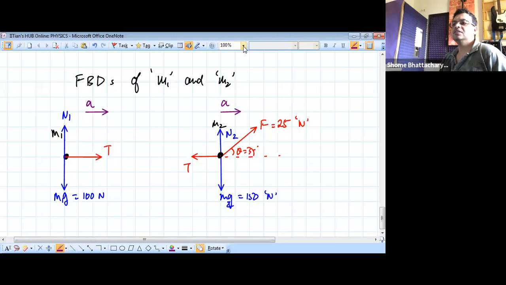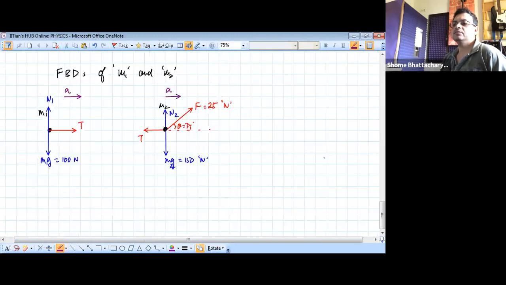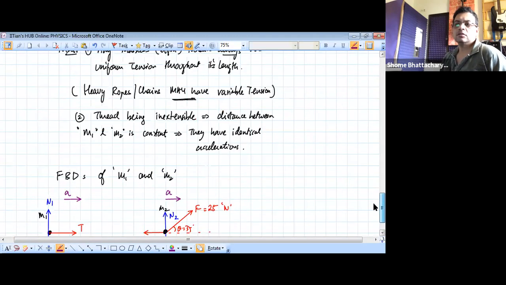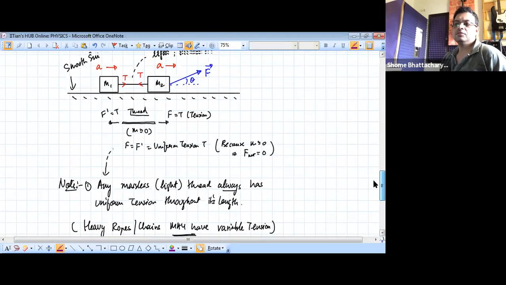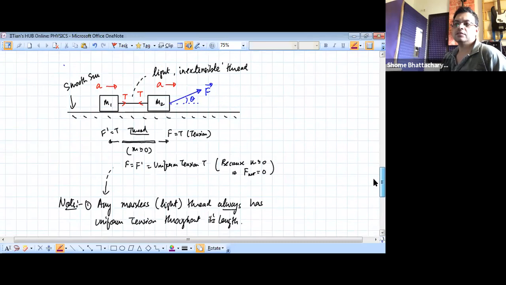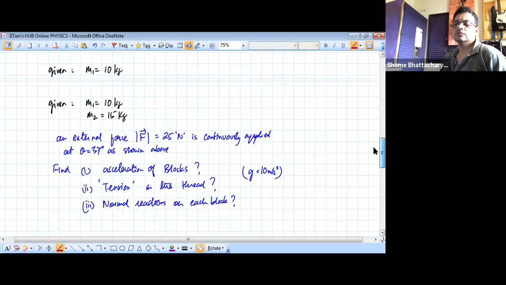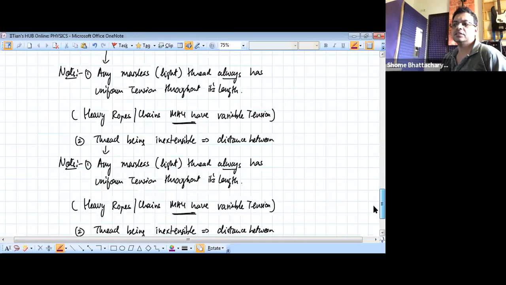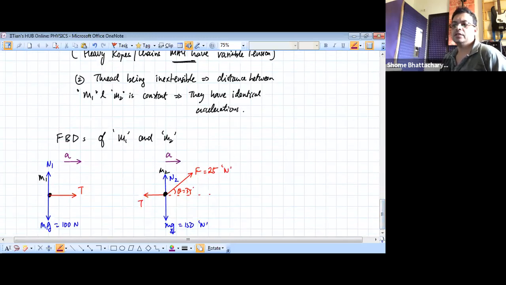So we are done with the first step of our free body diagram method. That is, we have made free body diagrams and shown all the forces acting as vector arrows. F ka component hoga na, beta. We'll have to break F into components. You understand? So 10 kg, 15 kg, the force is 25 newtons and the angle is 37. So we've taken all that into account. 10 kg, 15 kg.